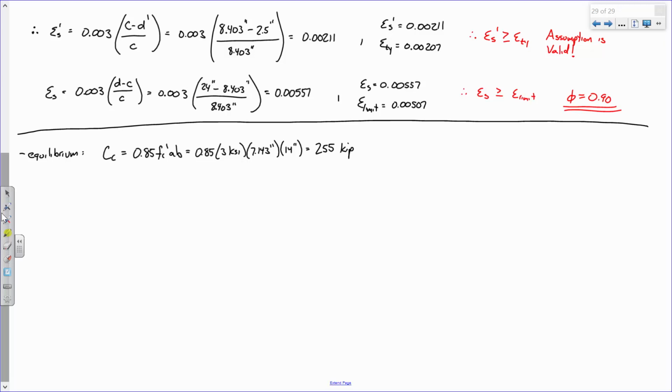255. Do I have a second on that? Okay. How about that? The compressive force in that upper layer of steel. Well, what do we have? The compressive force in the upper layer of steel is this times Fy, because this assumption was true. Okay?